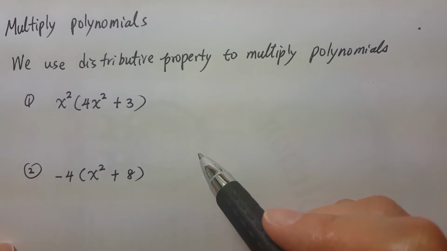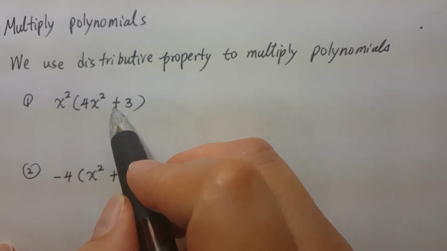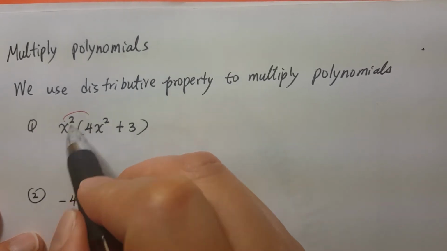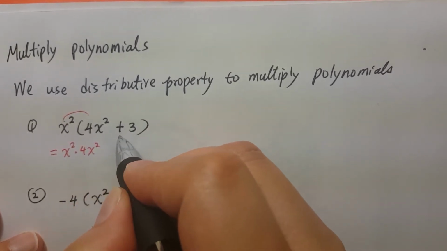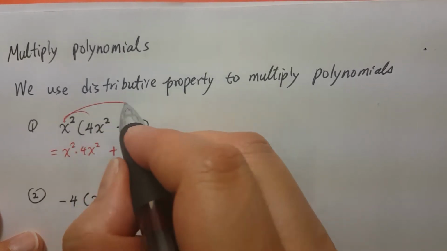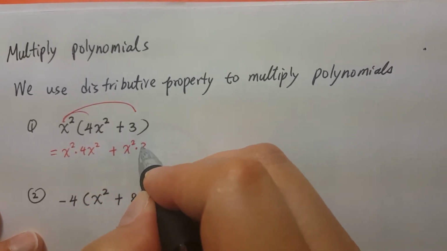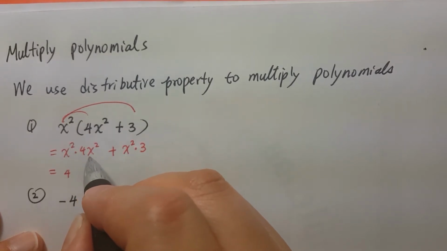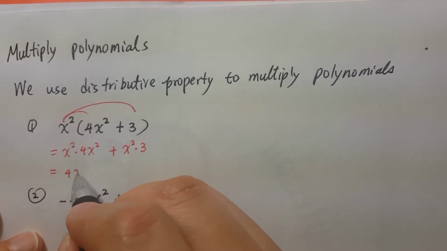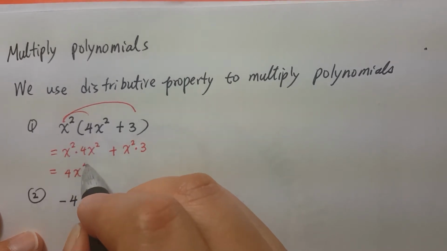x squared times 4x squared plus 3. So we're going to use x squared to times each. So now x squared times 4x squared. This is addition, so we put plus, and then you do x squared times 3. So now the 4 stays the same. x squared times x squared, same base, we add the exponents. So 2 plus 2 is 4.